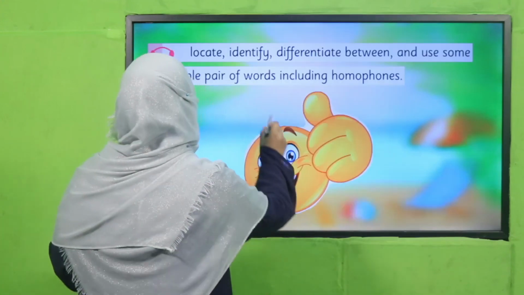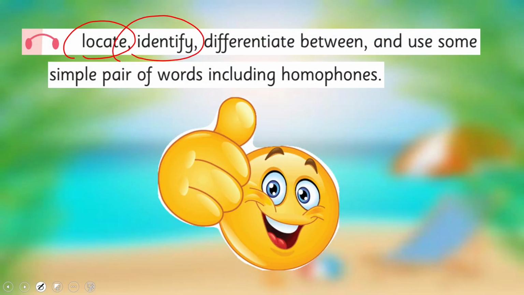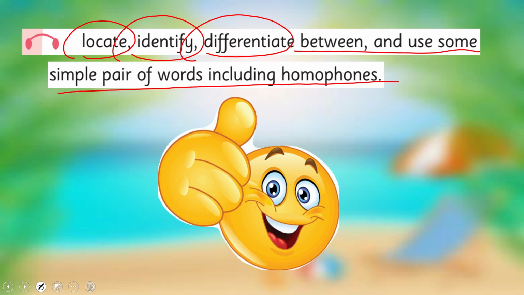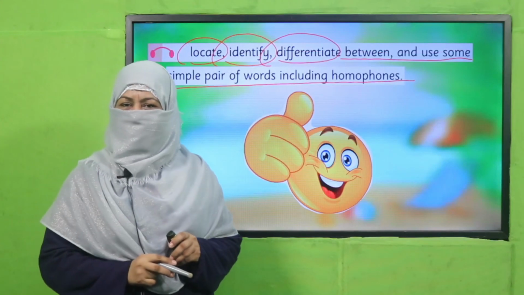So what we have learned today: we learned to locate, identify, differentiate between, and use some simple pairs of words including homophones. Are we done with it?